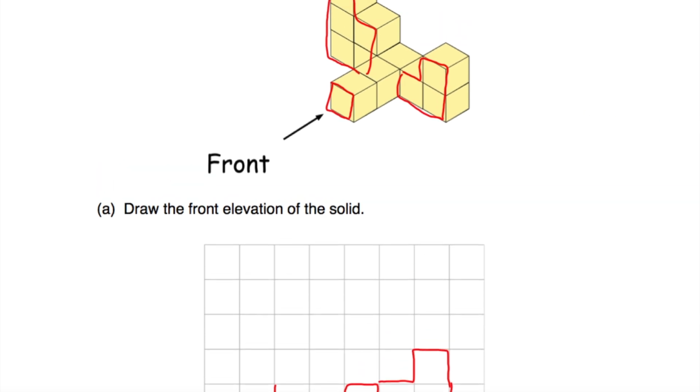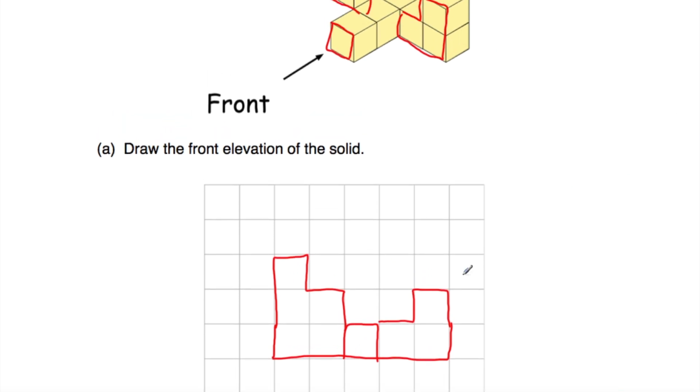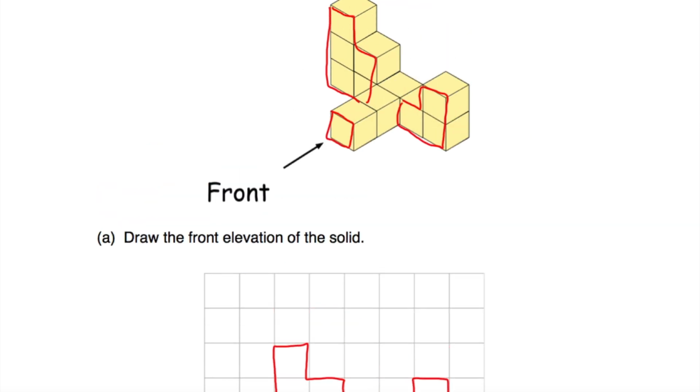And then on the left-hand side, we've got these 2 and then those 3. So it would look something like this. It goes up 1, across, up 1, across, and then down. So then you've got that little one in the front on its own. There's nothing above it. And then you've got this on the right and that on the left, and that's the front elevation of that solid shape.